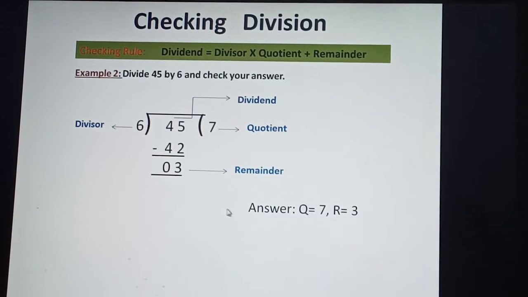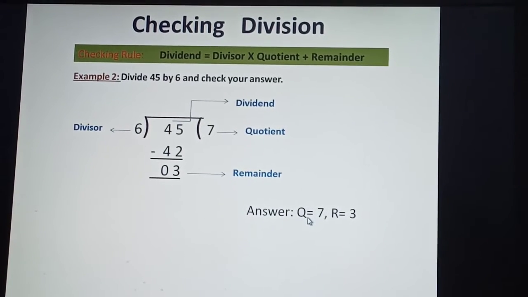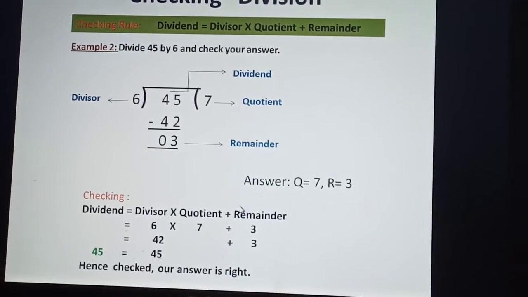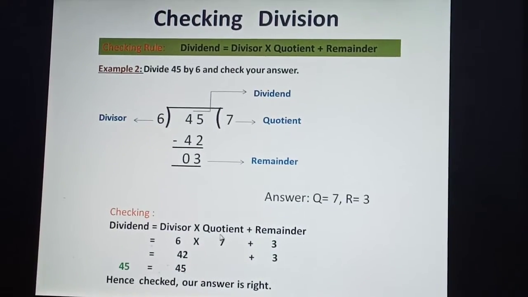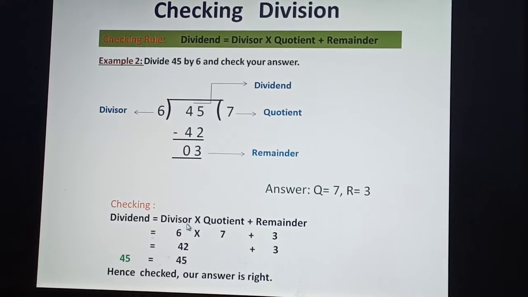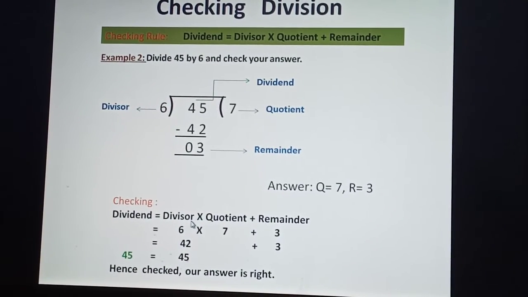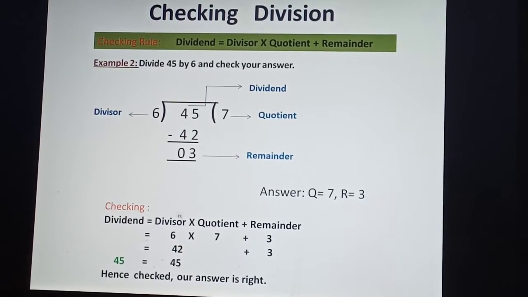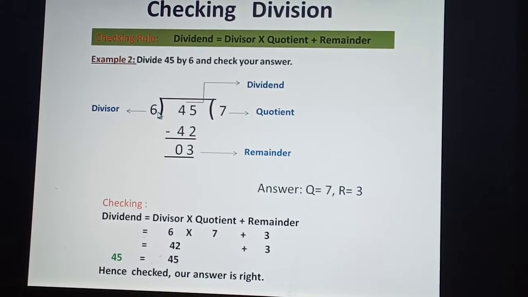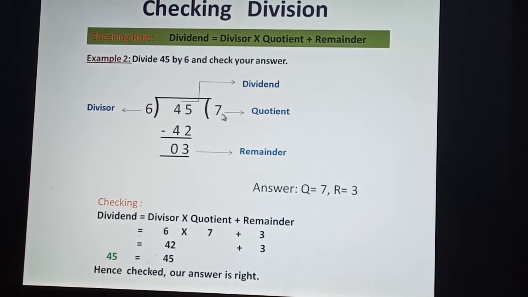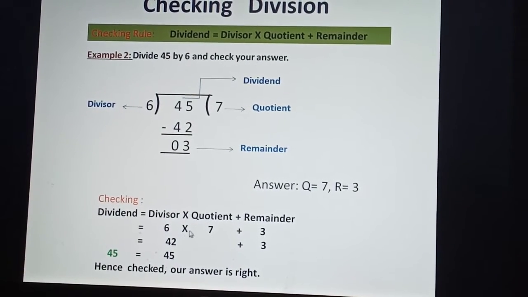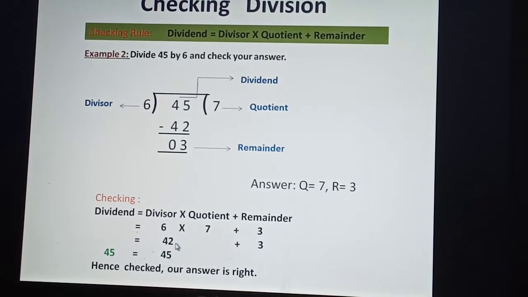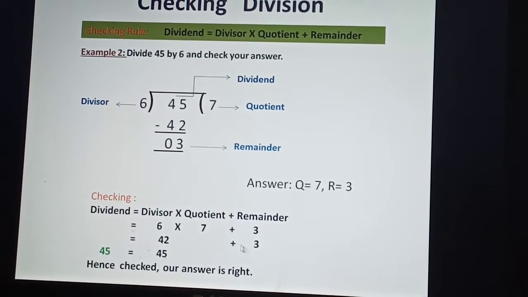So what is the answer? Quotient 7, remainder 3. Now we have to check. For checking, first of all we will write the checking rule and then we will do the operation according to the rule. What is the divisor in our question? It is 6. What is the quotient? 7. So we have to multiply 6 and 7. That is, 6 sevens are 42, and then we have to add the remainder 3.